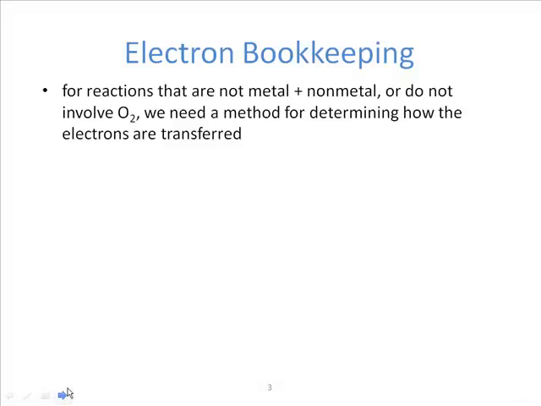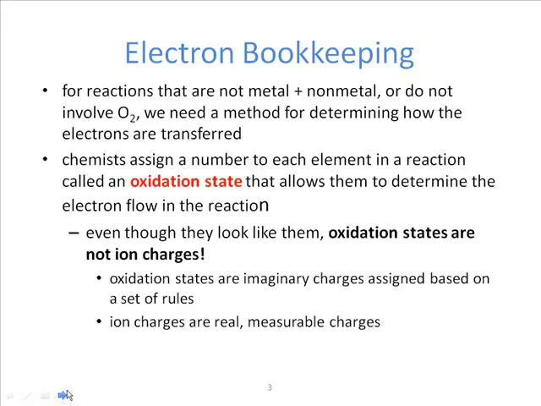For reactions that are not metal and non-metal or don't involve oxygen, we need a method for determining how electrons are transferred. Chemists assign a number to each element in a reaction called an oxidation state or oxidation number that allows them to determine the electron flow in each reaction. Even though they look like charges, oxidation states are not ion charges. Oxidation states are imaginary charges that are just a way of keeping track of electrons. Ion charges are real, and we can measure them in the lab.